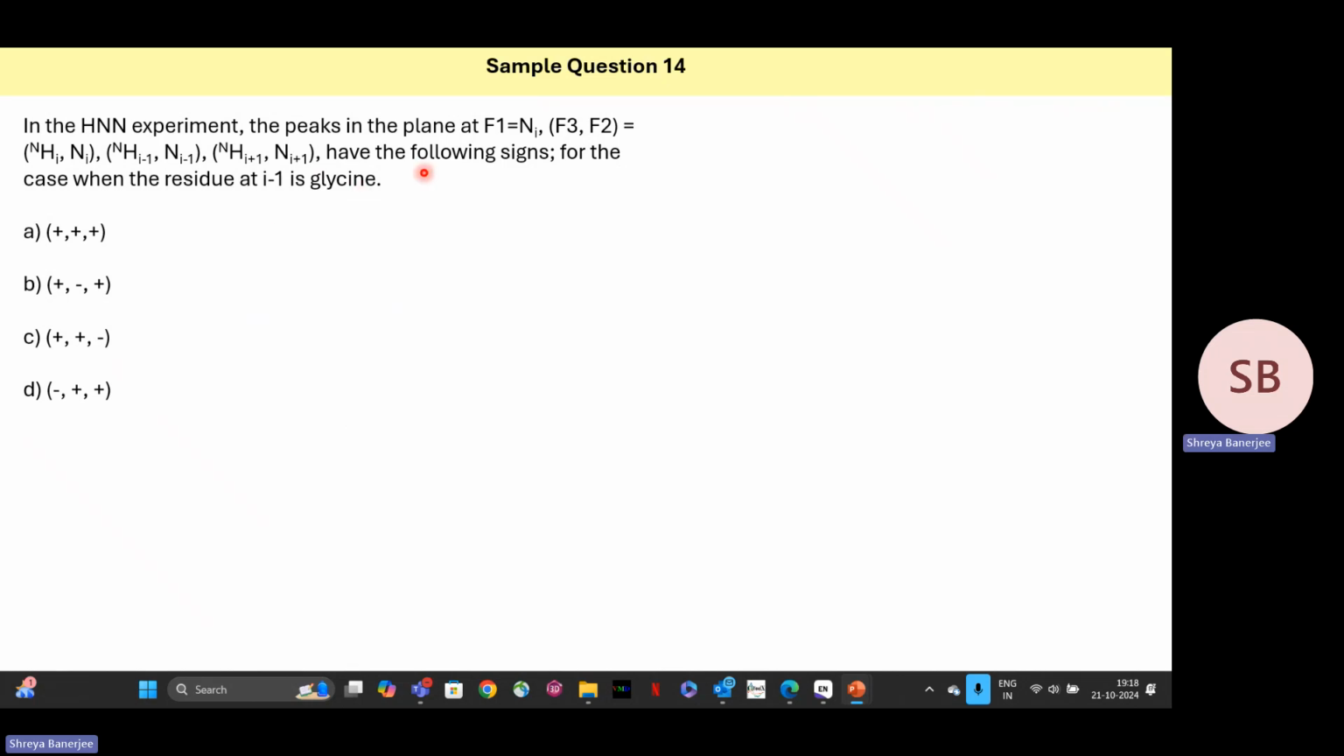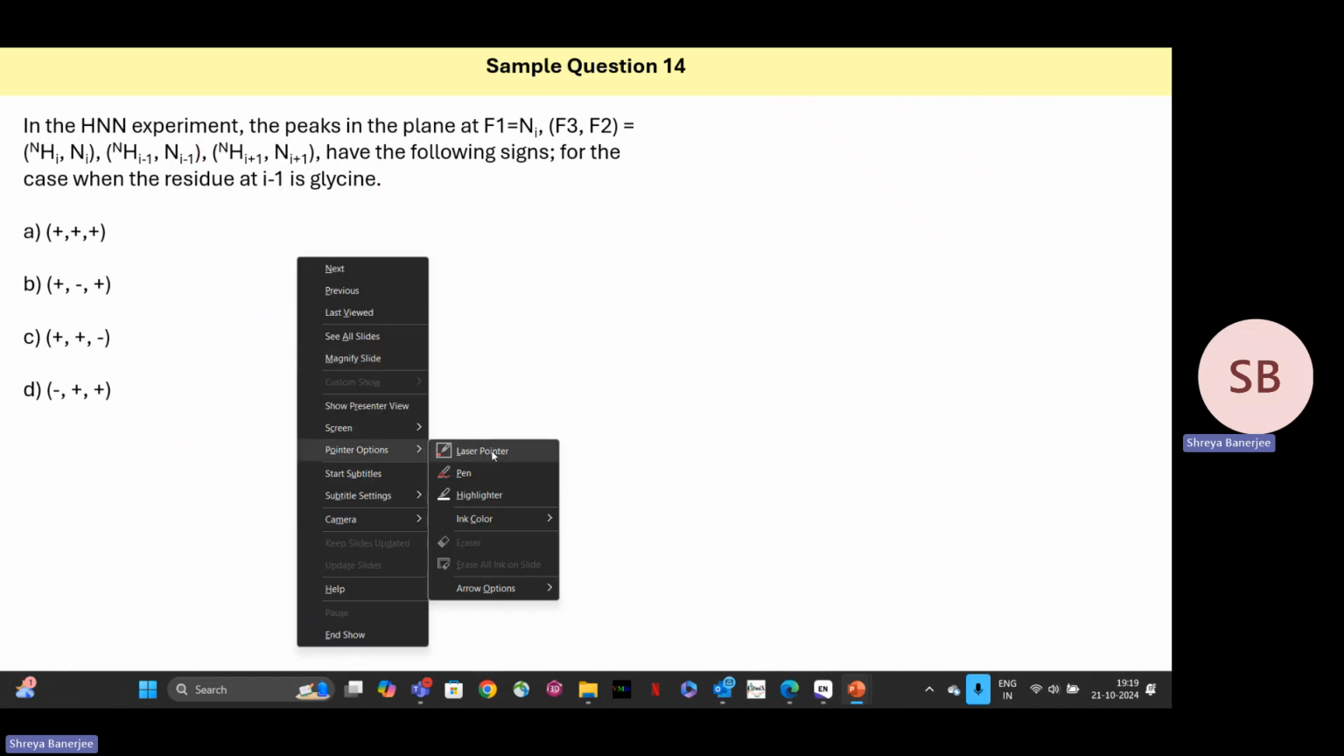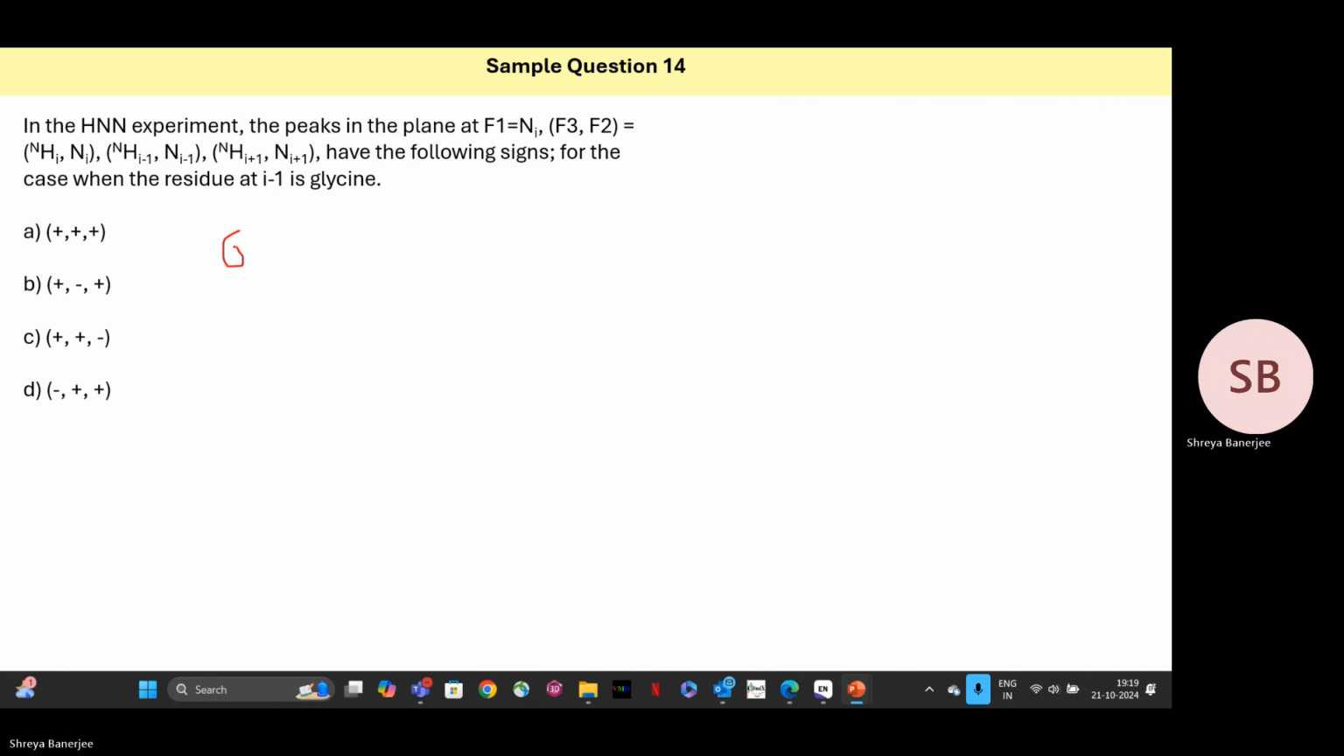Then you have a question saying, in the HNN experiment, the peak in the plane, so you have a plane which will show you the F3, F2 plane. So what is the sign of the residue at I minus 1? So basically it is saying you have a tripeptide, glycine X, Y. So you know that the HNN experiment detects 3 consecutive amino acid residues, and the question is telling that the residue at I-1, this position, is glycine. So what will be the pattern of the peaks?